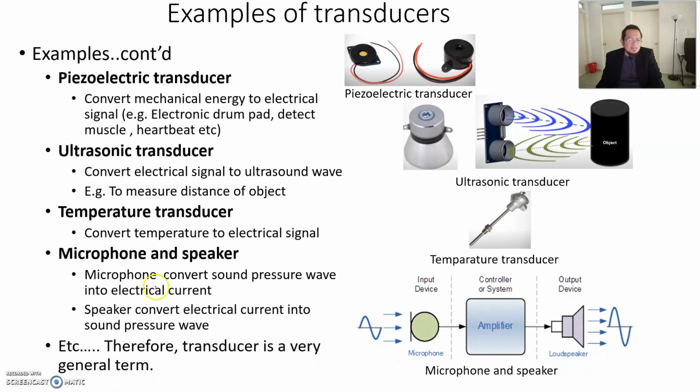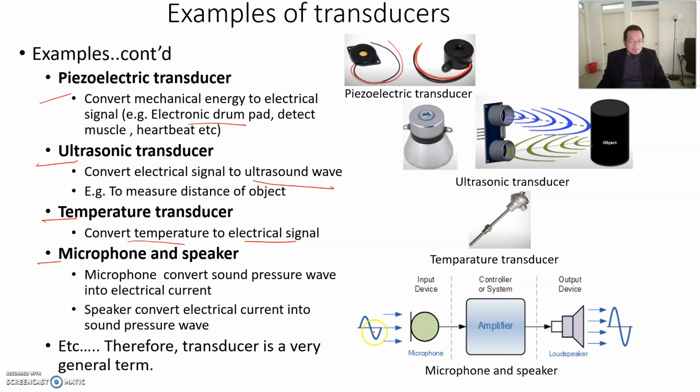Okay. So there are other examples of transducers. We are going to talk about some of these measurement transducers later on in our subject. So there is also the piezoelectric transducer, which converts mechanical energy to an electrical signal. For example, if you have an electronic drum, or maybe a piano, that senses the pressure of your drum or something, then it will detect that and change it into an electrical signal. Okay, the ultrasonic transducer is used to sense ultrasound waves in order to measure distances. Temperature transducers convert temperature to an electrical signal.